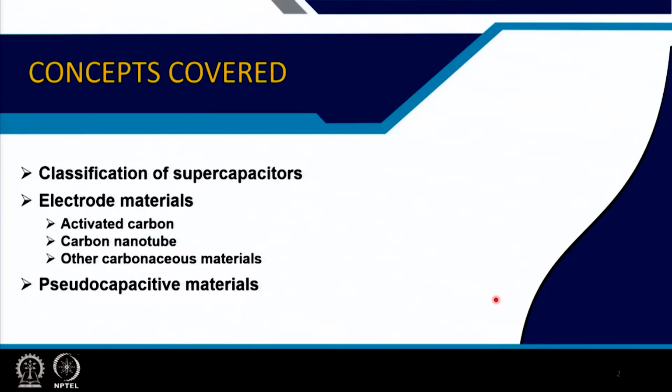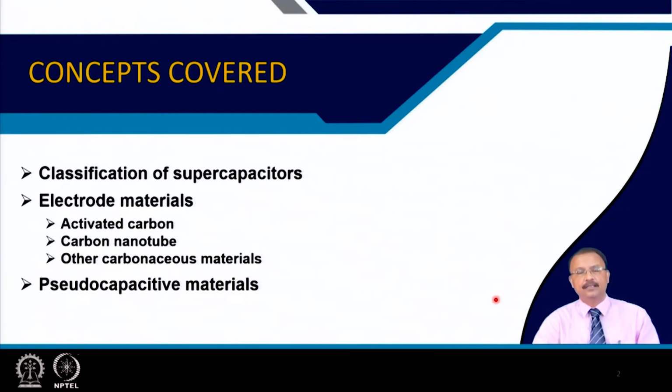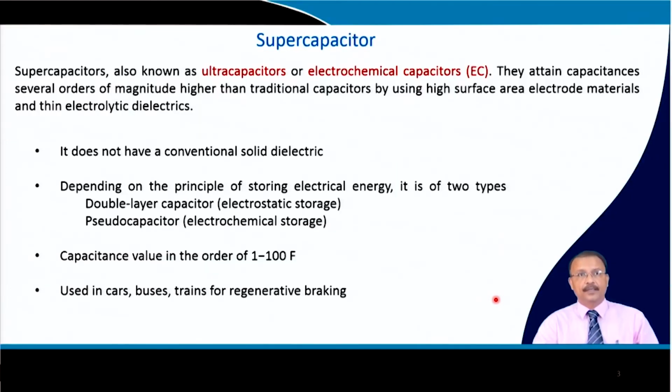So, the first is the classification of supercapacitors, then we will talk about the electrode materials for EDLC, electric double layer capacitor, which mostly includes activated carbon and also carbon nanotube and other carbonaceous materials. So, that will be introduced in this lecture, and then finally, we will describe the pseudocapacitive materials basic principle, and in the subsequent lecture we will talk more about pseudocapacitive materials.